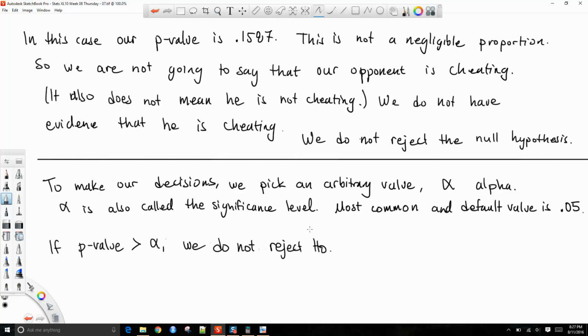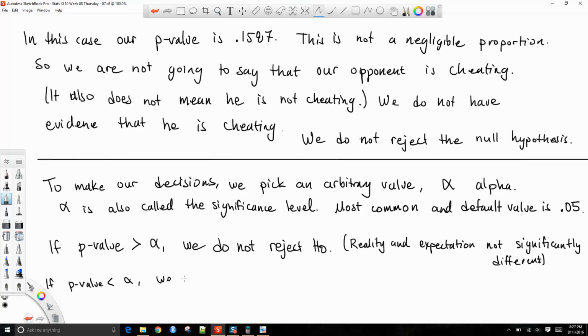So we do not reject the null hypothesis, meaning the reality and expectation were not significantly different. And then if the p-value is smaller than alpha, we do reject the null hypothesis.